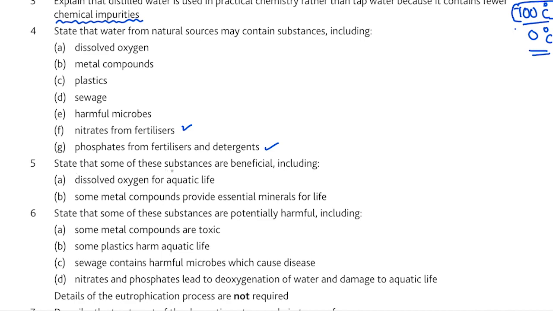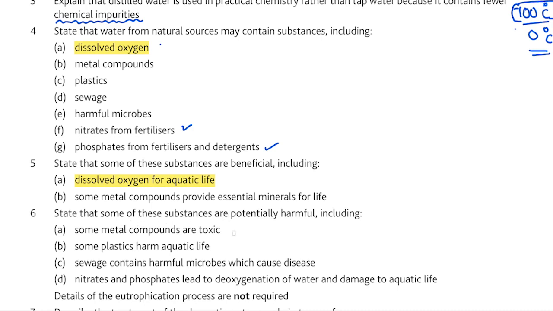Next, they have stated that some of these substances are beneficial, including dissolved oxygen. So among the things present in water, dissolved oxygen is beneficial, as it is basically good for aquatic life. Some metal compounds provide essential minerals for life.